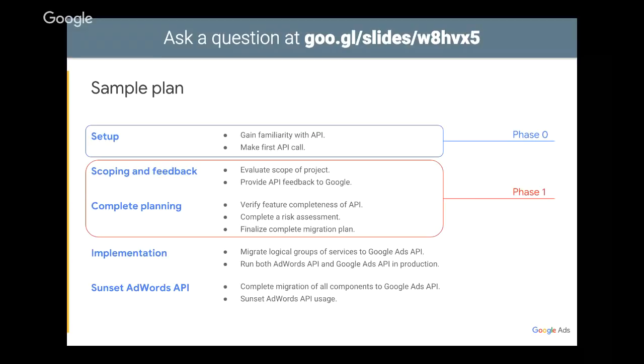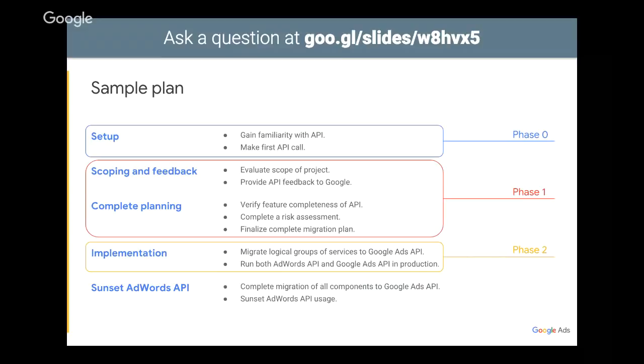And once you move on from that, the second phase, phase 2, is where you actually do the work, right? Migrate logical groups of services, do the coding, get things starting to move from the AdWords API onto the Google Ads API. And doing so will allow you to deploy into a heterogeneous environment. We have both the AdWords API and the Google Ads API running together in a production environment. Again, that's the best way to do this. Don't try to do it all at once.